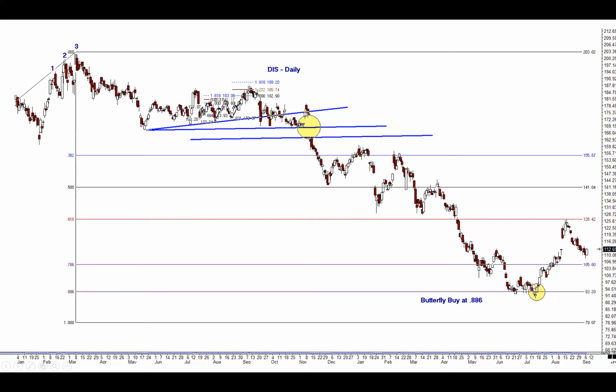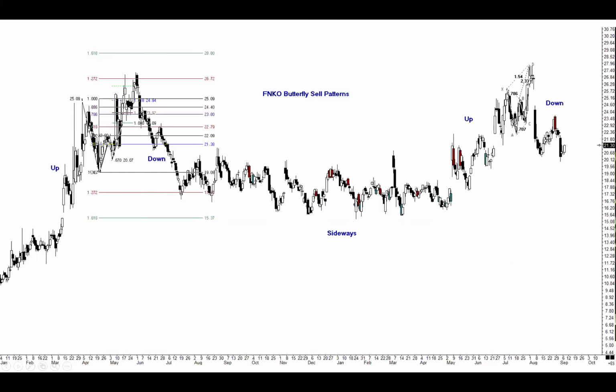Down here recently, back in July, Disney formed an ABCD buy pattern. This is a butterfly pattern because this ABCD extends beyond that previous swing. And we'll look at an example right here of that with the ratios on it. This symbol is FNKL. One of my students actually brought this symbol to my attention.